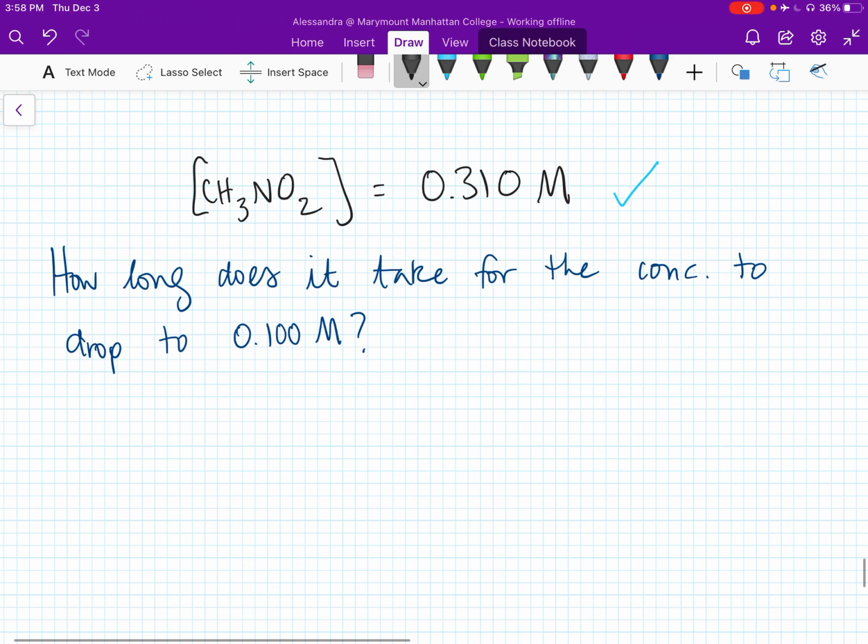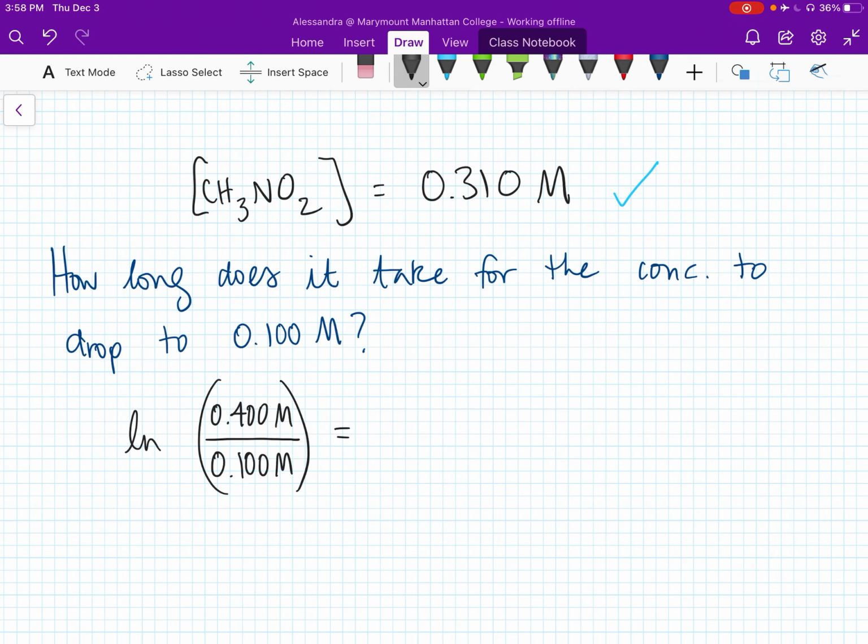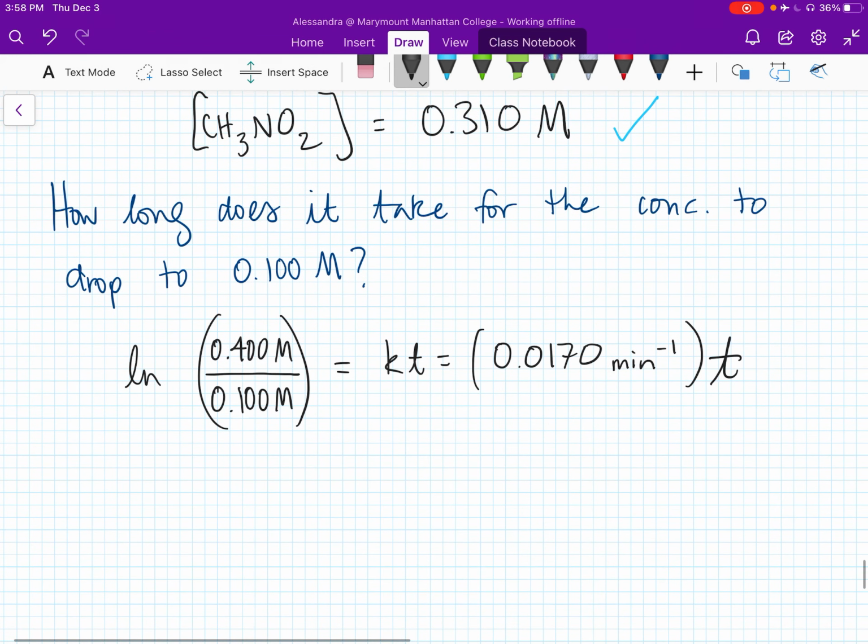So let's do that. The natural log of the initial concentration over the final concentration at time t is equal to kt. We know k is equal to 0.0170 reciprocal minutes. It's a rate constant. And we want to solve for t. So this is easy enough. I just need to take the quotient, 0.4 divided by 0.1, take the natural log of that, and then divide it by k, and I should be able to solve for t.